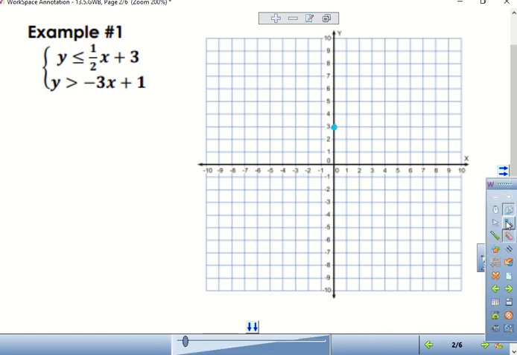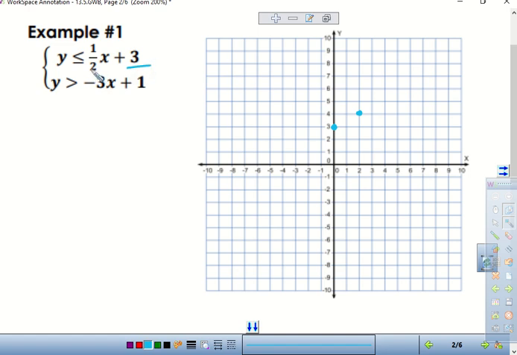And then I'm going to go up 1 and over 2. So for the first one, I'm starting at the y-intercept, and then I'm applying that slope. So I started at 3, and then I go up 1 over 2, up 1 over 2. And I'm going to continue doing that until I get enough points that I have a general idea of what it looks like. Then I look at the inequality, and I determine that it's going to be a solid line. So since it is going to be a solid line, I can go ahead and connect.